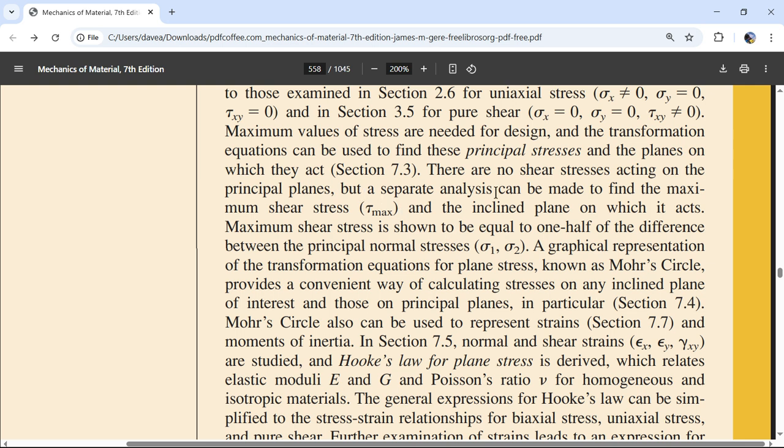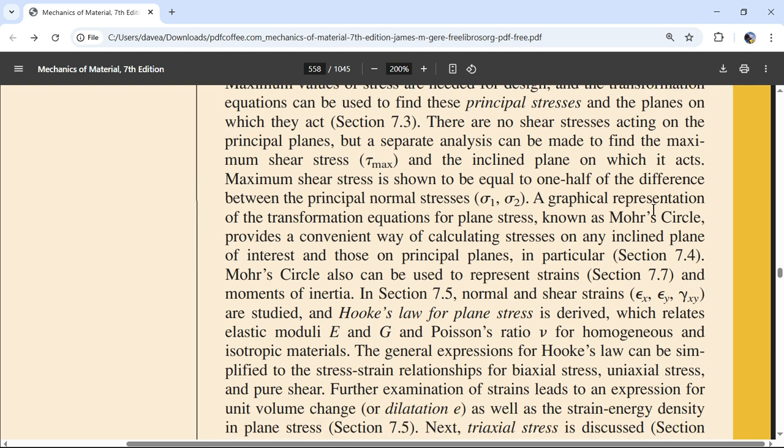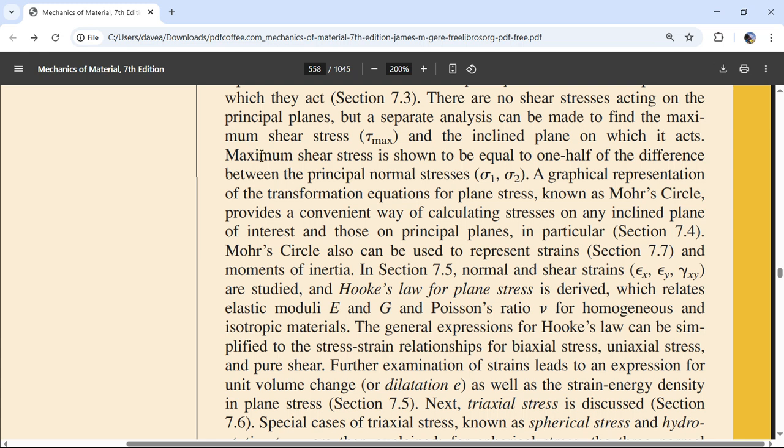All right, sweet. So a separate analysis can be made to find the maximum shear stress and the inclined plane. Yeah, because maybe it acts at a 20-degree angle. Who knows? So we can do that. Maximum shear stress is shown to be equal to 1/2 of the difference between the principal normal stresses.